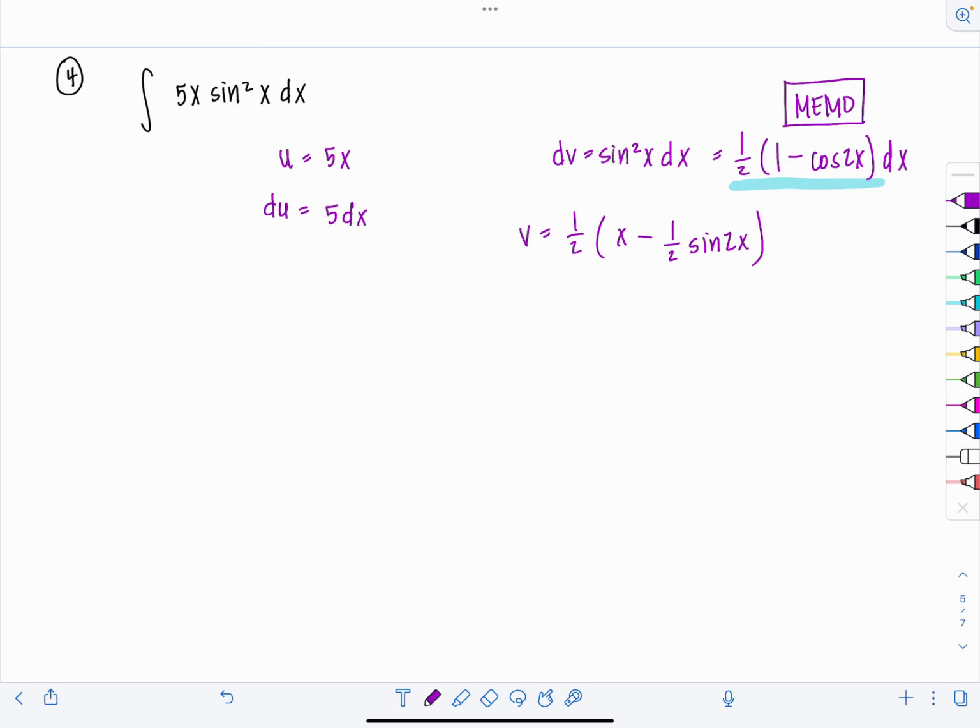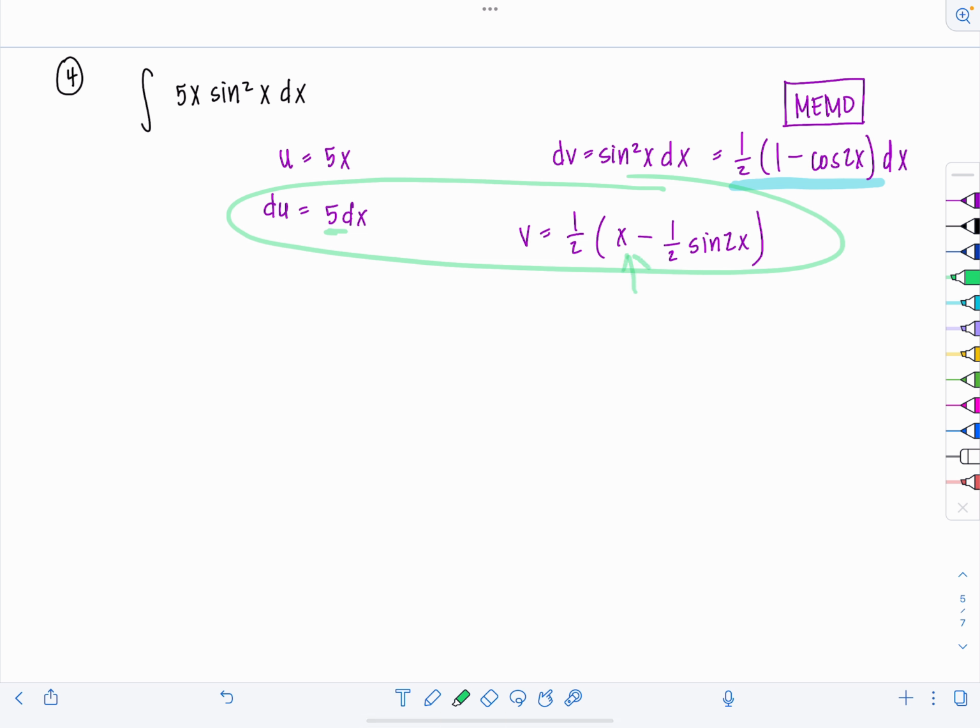Okay, now check. Did we just make life better or worse? Shall we continue, or did I set things up poorly? Check what you're going to end up integrating. I'm going to end up integrating v du. How do we like it? Oh, I love it because now there's just a 5, not an x. And then I can integrate each of these guys. No big deal. So we're on the right track, okay? Always do those common sense checks.